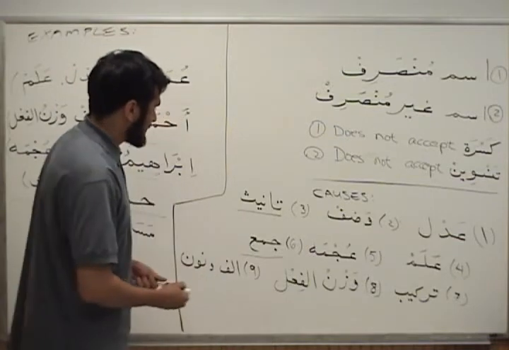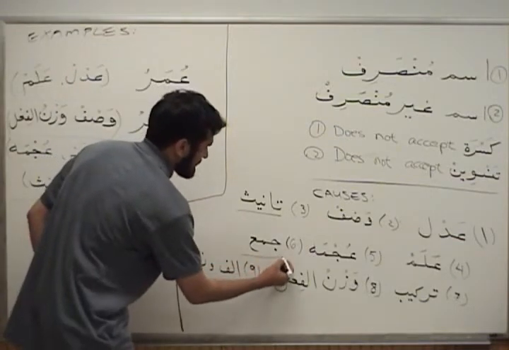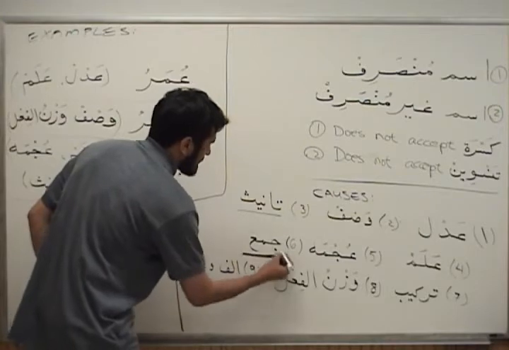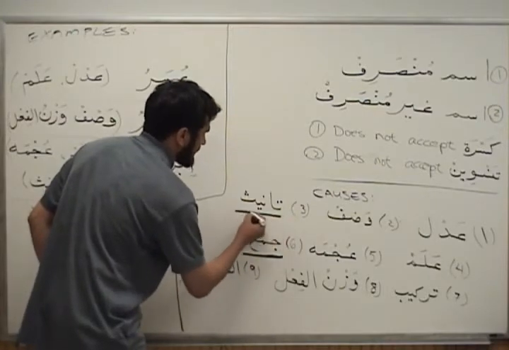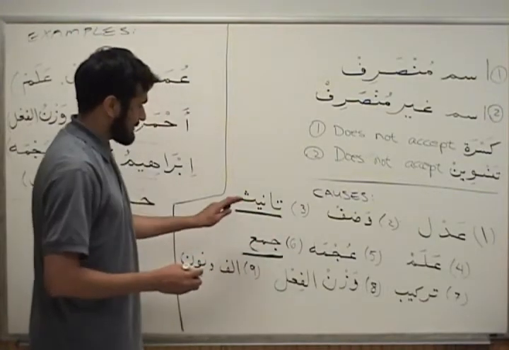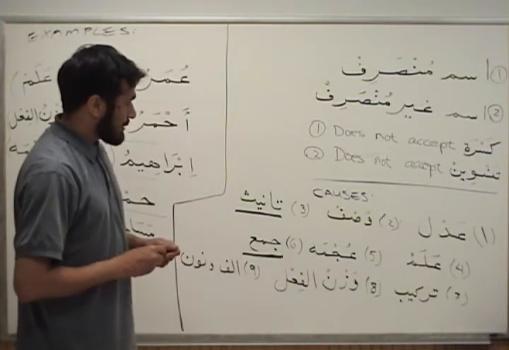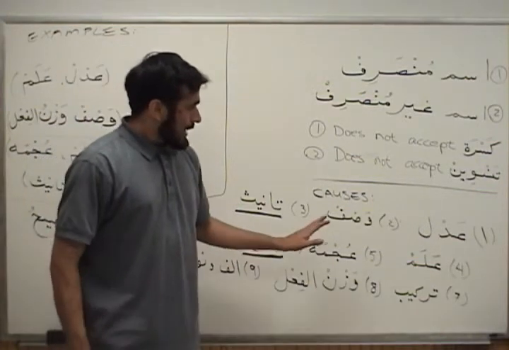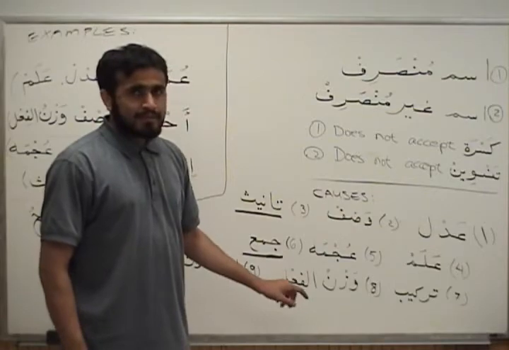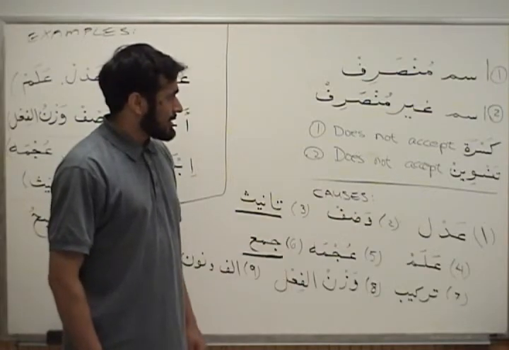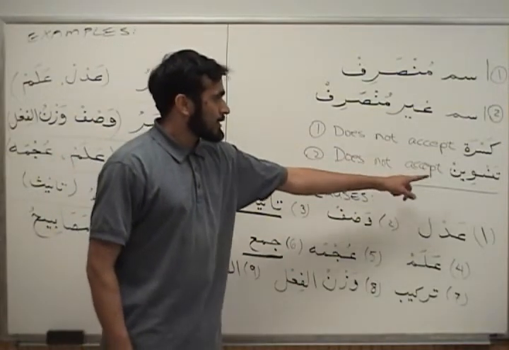The ones that are underlined though, there are specific things about them that we will talk about. But other than that, if we have 2 of these in an ism, that ism is considered ghayr munsarif, and therefore will not accept kasra, will not accept tanween.